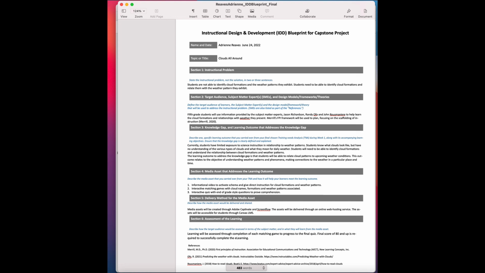begin to think about media assets that could be used to address this learning gap. The HTA then allowed me to determine how I want the media assets to be utilized by my students. Completing all parts of the development process made it easier to create a blueprint that is not overly wordy and gets to the point of what my project is about.